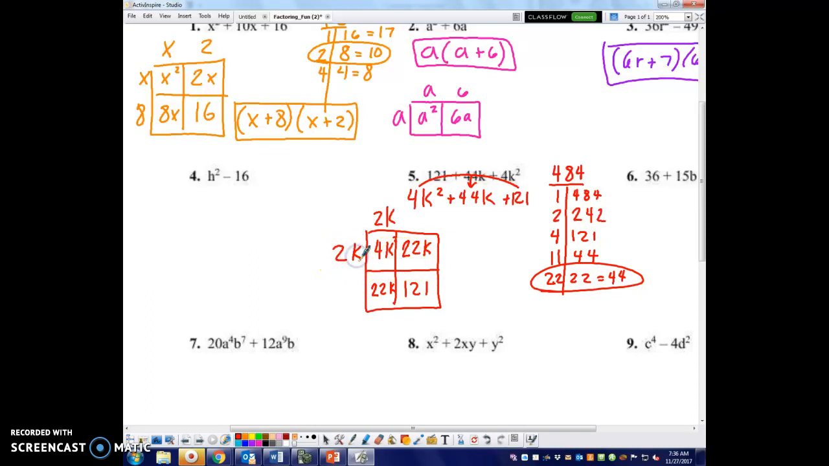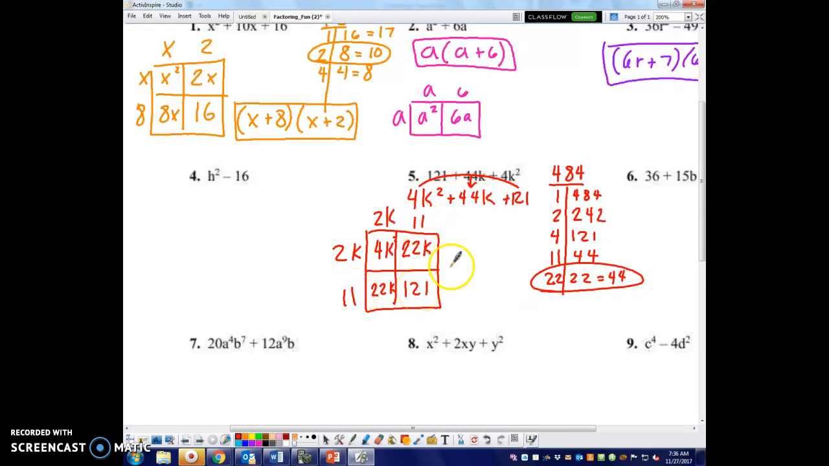So 2k. So now let's ask ourselves, 2k times what will give you 22k? 11. And it's going to be the same thing here, right, because they're the same. So double check your work. 2k times 2k is 4k squared. 2k times 11, 22k. 2k times 11, 22k. 11 times 11 is 121.